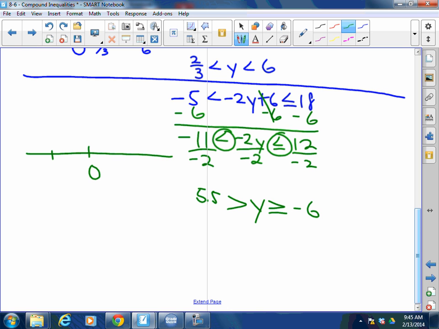Here's my 0. Here's my -6. Here's my 5.5. Y is less than 5.5, but it's greater than or equal to -6. Bam. Well done. Great question. Well done. Does that make sense?